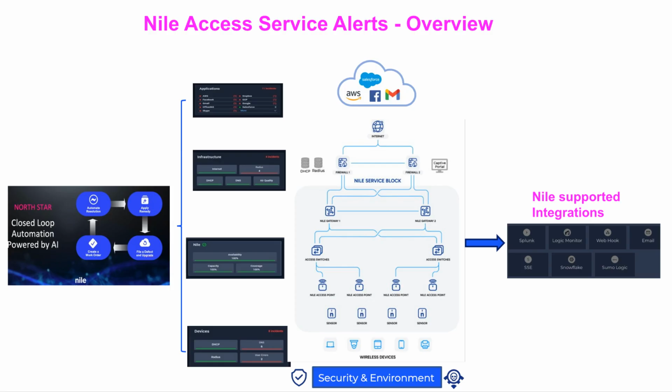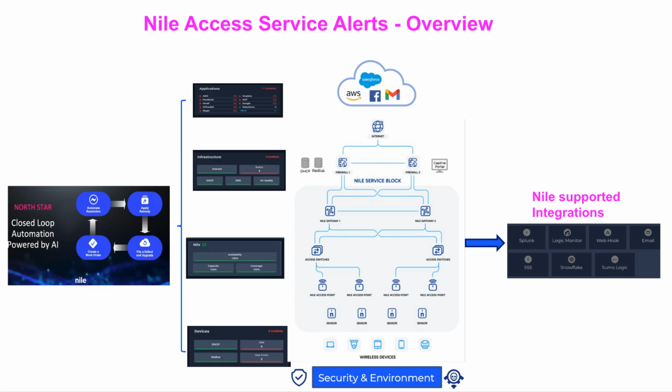Here is the overview of Nile Access Service Alerts. Nile's AI-based closed-loop automation constantly monitors the Nile service block, infrastructure, end-user devices, applications, and security. It's always on, watching for issues, instantly detecting anomalies, and generating real-time actionable alerts the moment something needs attention. But it doesn't stop there. These alerts are seamlessly delivered through multiple integration mechanisms, like Splunk, Logic Monitor, webhooks, email, and more, so notifications, audit logs, and key events find your team exactly where they work.